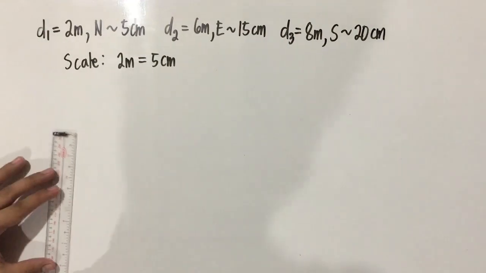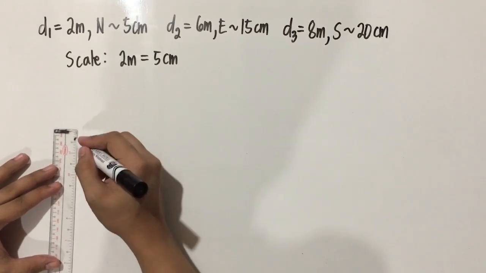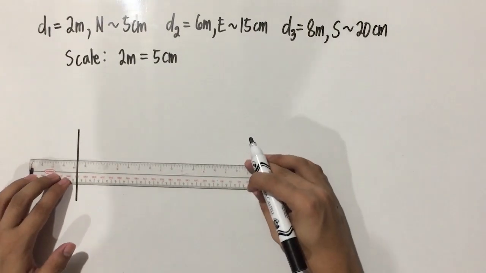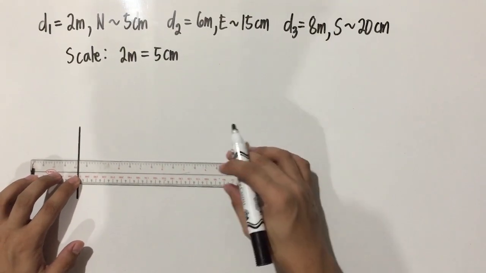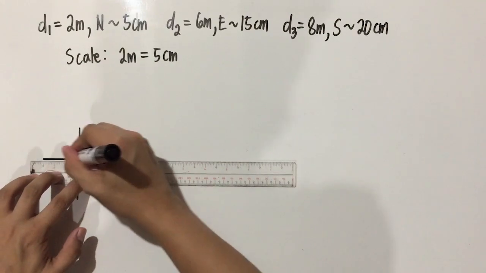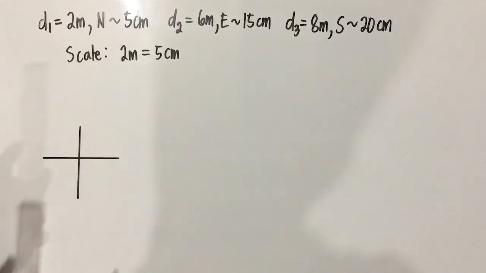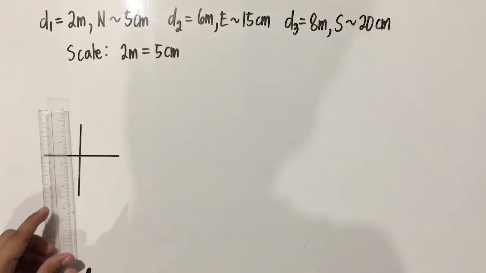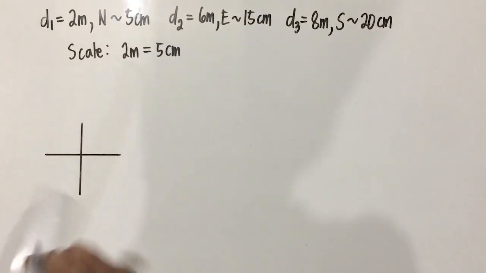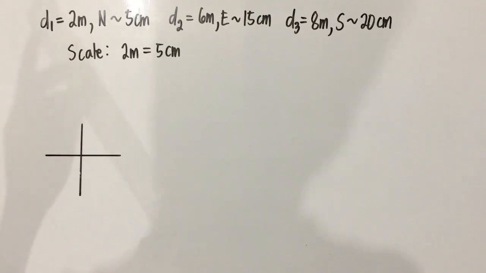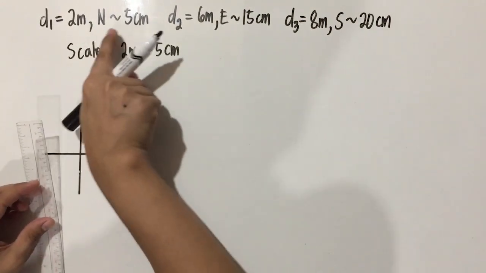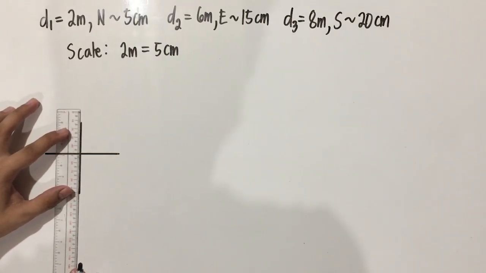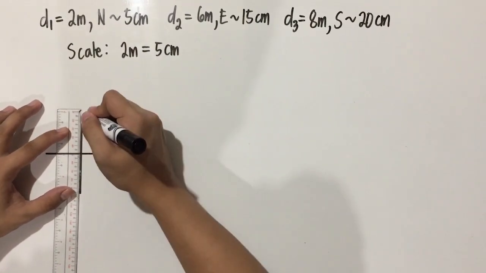Now using the ruler, let's try to draw a Cartesian plane. So from that, we have to measure 5 centimeters using the ruler. 5 centimeters to the north, that is the direction. So we have to properly measure the length using the ruler. Properly place the ruler to its right calibration for 5 centimeters. Then let's put a label for d sub 1.